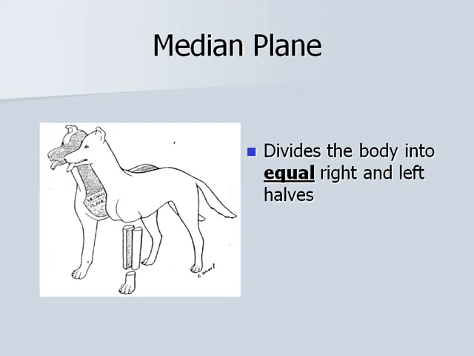Okay? So the question becomes, how many median planes are there? How many spots on your body can I divide your entire body into an equal right and left half? There's just one. There's only one spot in your body where I can divide you into completely equal right and left halves. Because if I moved away from that spot, it would no longer be equal. Okay? If I cut you right down the middle, if I move a little bit to the right or a little bit to the left, it's not equal anymore.